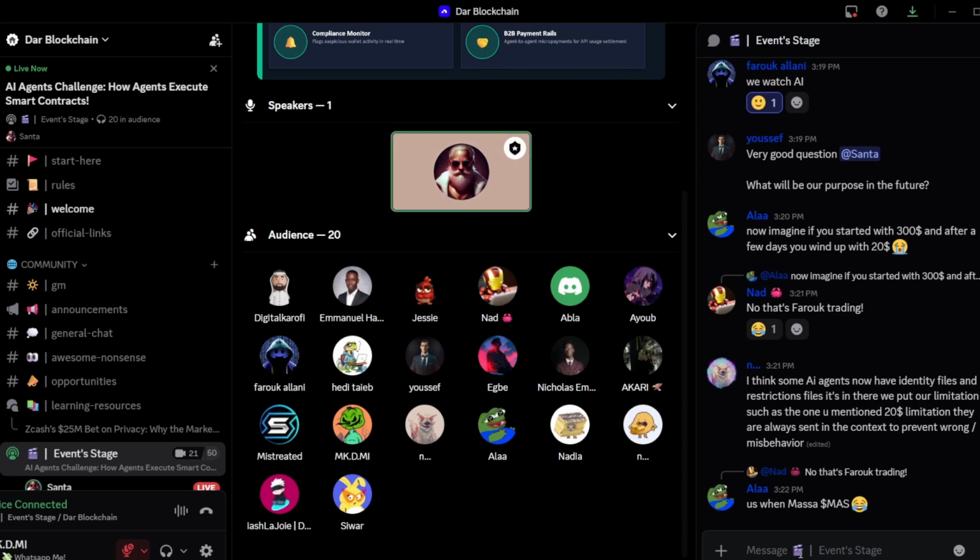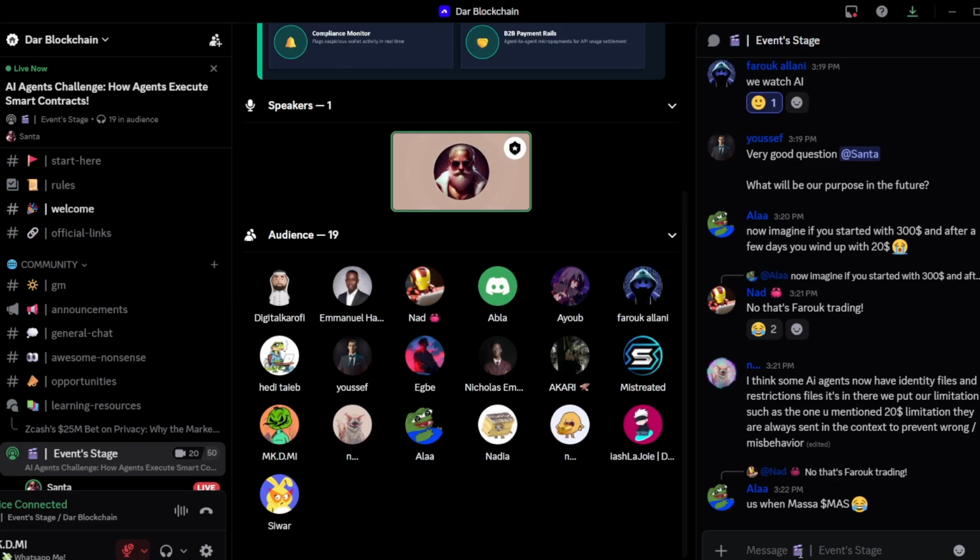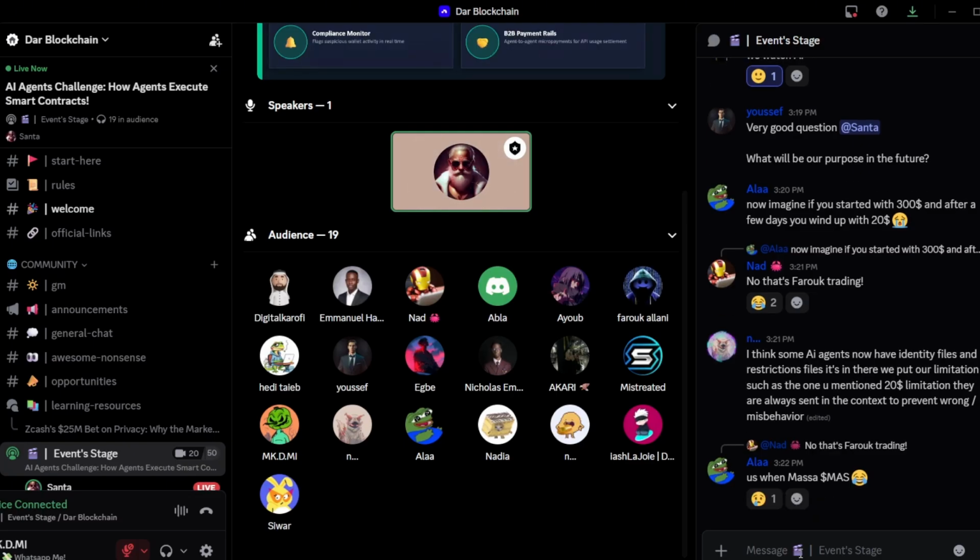Now imagine if you started with $300 and after a few days you wind up with nothing. Yeah, but I think you will notice that, because if you put a threshold of $10, you need at least 20 transactions in order to smell that something is fishy about the AI agent and it is making bad decisions. So you can stop that at any time. I think it's avoidable by setting rules on the wallet.